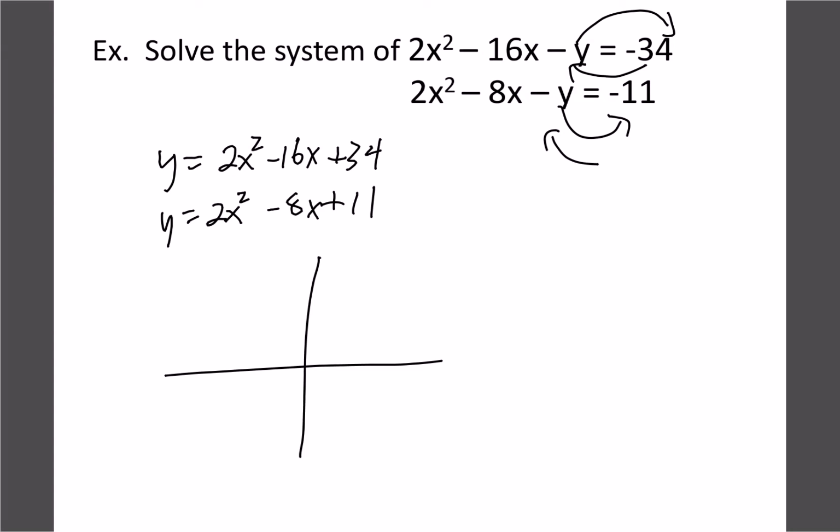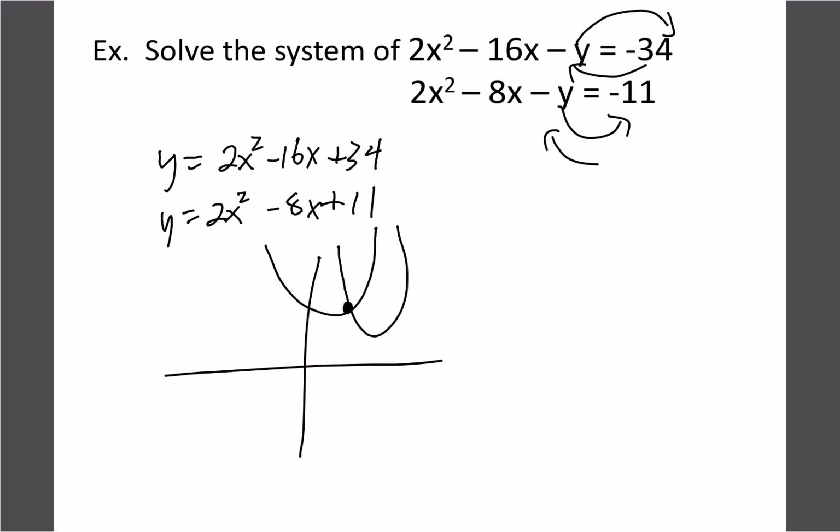So because of that, we should get only one solution as well. If you graph these two, 2x squared minus 16x plus 34 and 2x squared minus 8x plus 11, and we draw the graphs of those, we get our two quadratics, and you can see that they indeed only cross in one location.